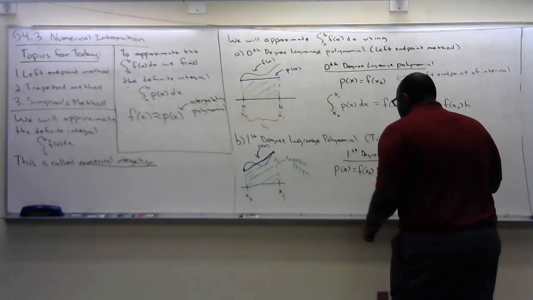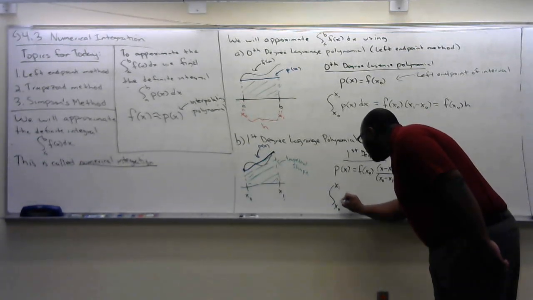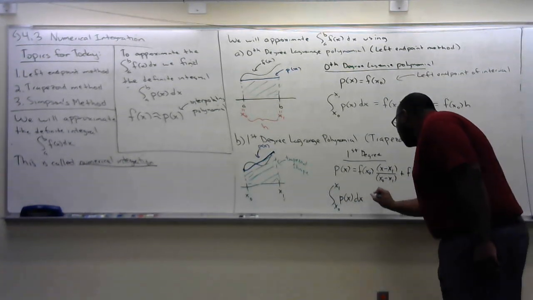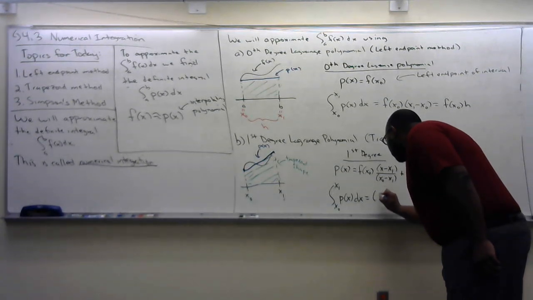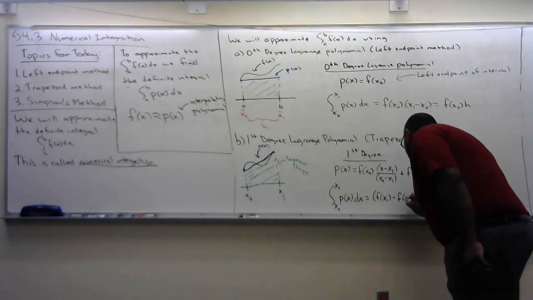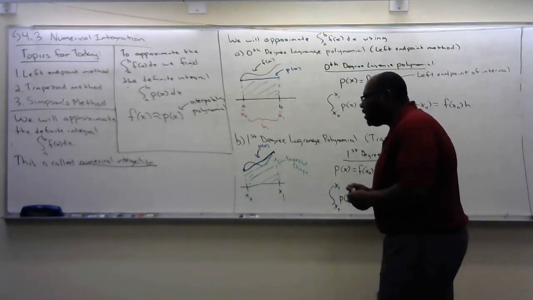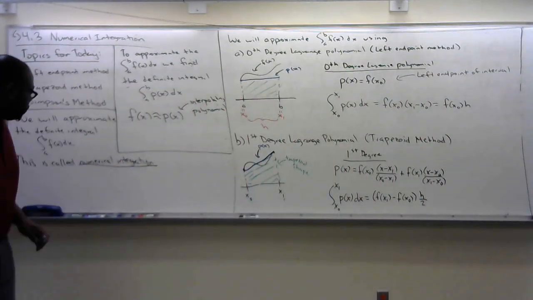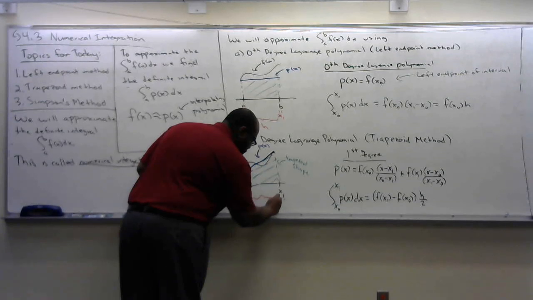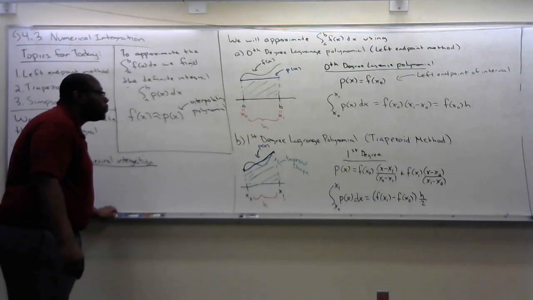And when we integrate this, the integral from x naught to x1 of p of x dx, we're going to end up with f of x naught, I should say f of x1, minus f of x naught times h divided by 2, where h again is this distance between x naught and x1. H is my distance between x naught and x1 in this case.